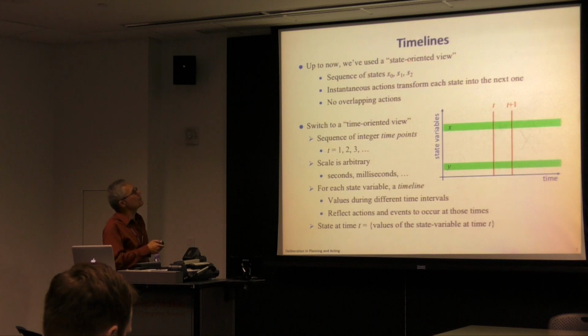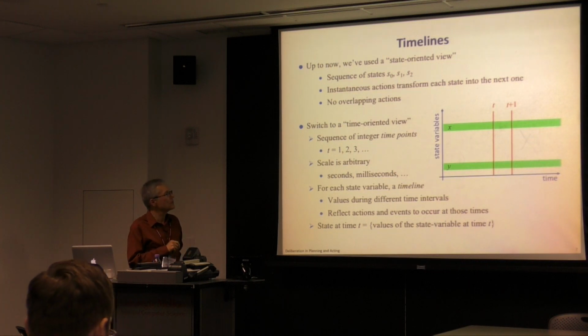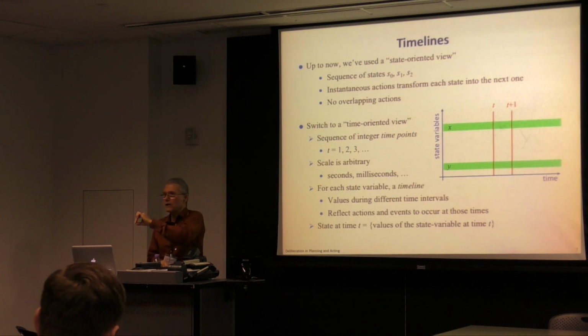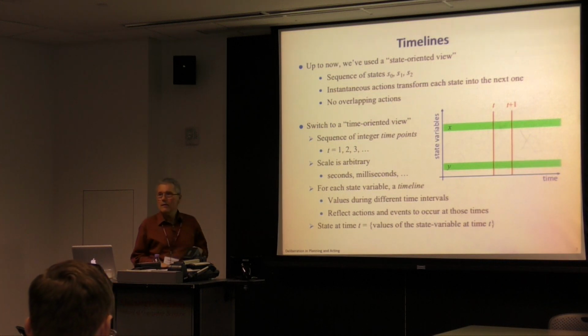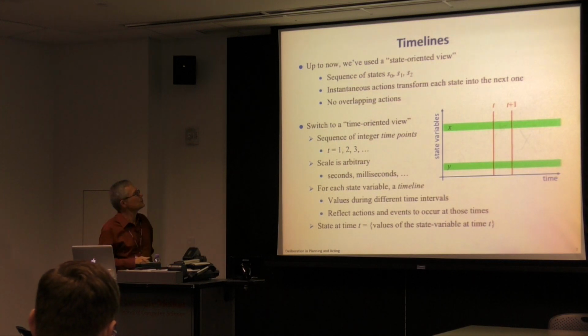So, first concept that you need to know about is a timeline. Up until now, we have used what I'll call a state-oriented view of the world. The world is a sequence of states. We have instantaneous actions that transform each state into the next one. No overlapping actions. That was okay when we weren't paying attention to the amount of time these things would take.